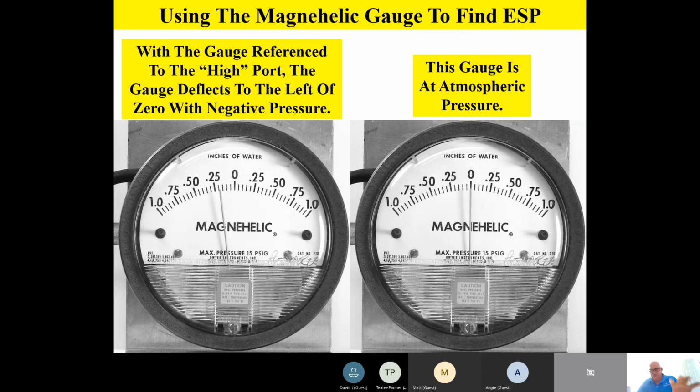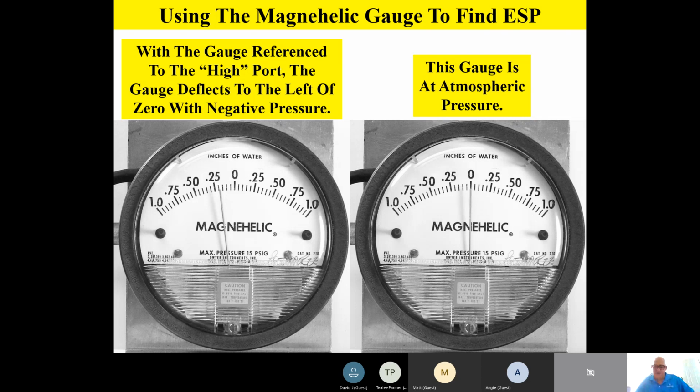We're going to feature the Magnehelic gauge today because it's easy to look at on the PowerPoint, but use whatever tool you have. Get a Magnehelic or get a digital manometer, but do not try to use the old water manometer for checking gas pressure. It's not accurate enough for this measurement.